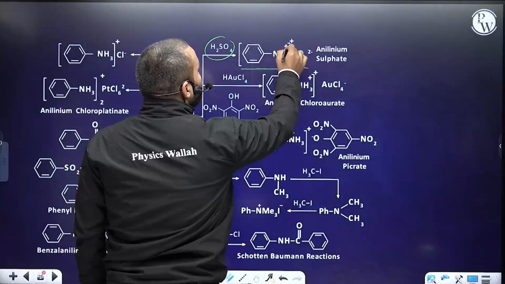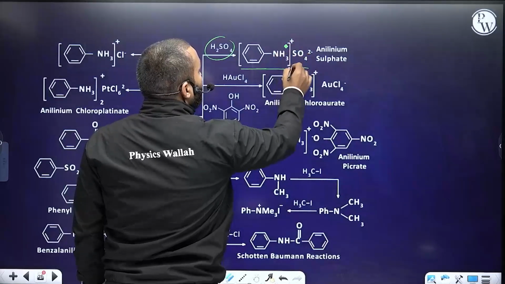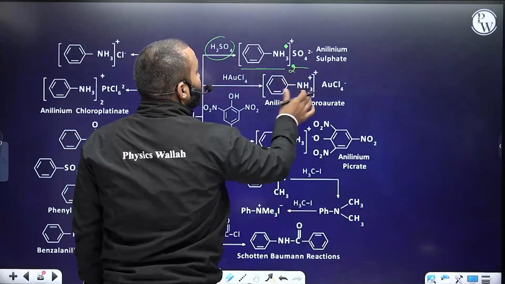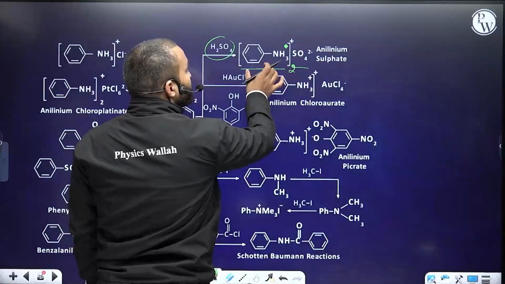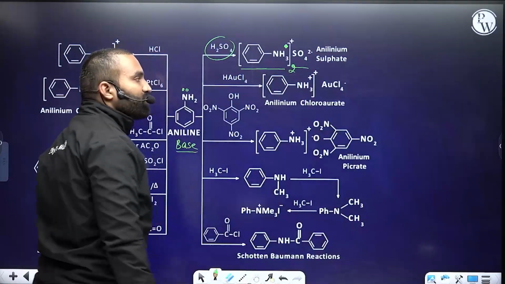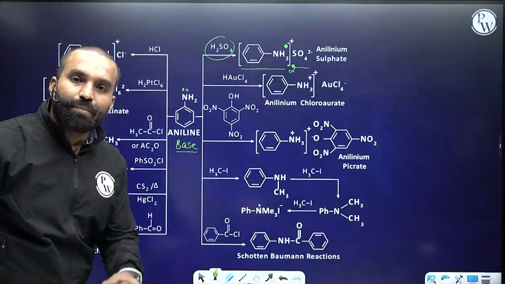So how many? There is a need of only one plus. How many of these are required? Two of these are required. So these two and sulfate. Total positive charge and the negative charge should be the same in a salt.